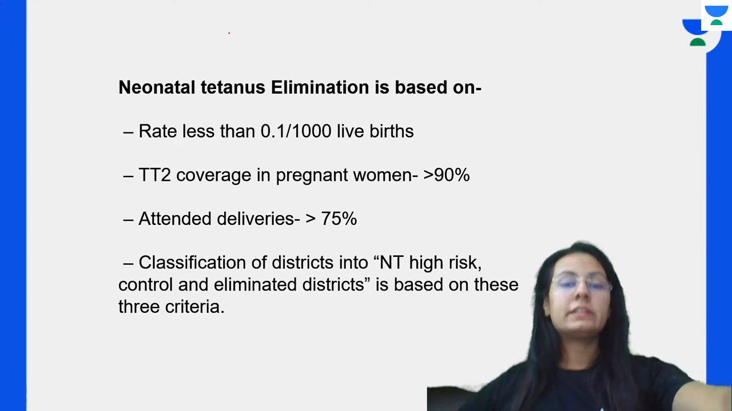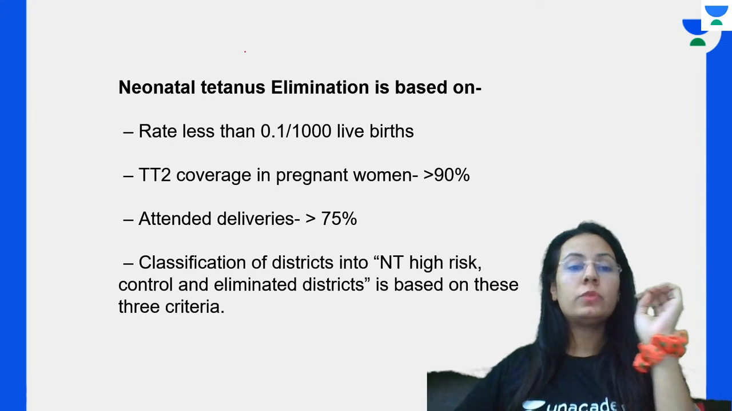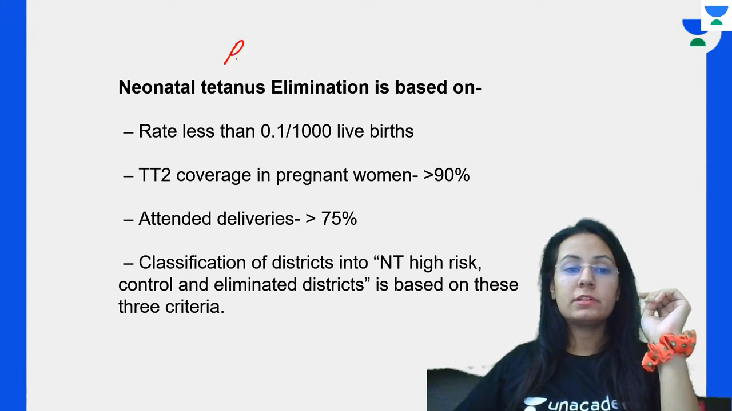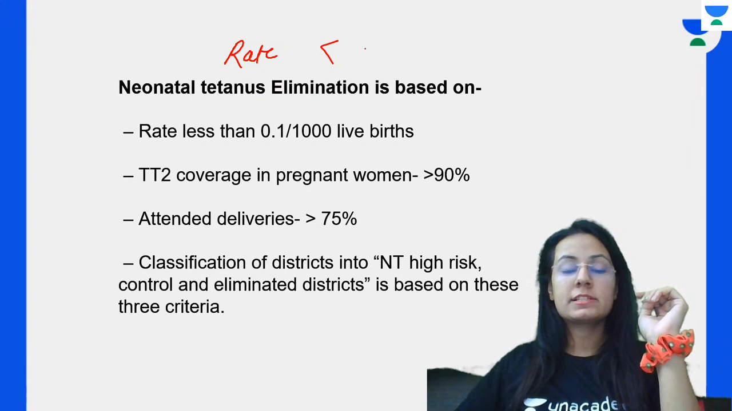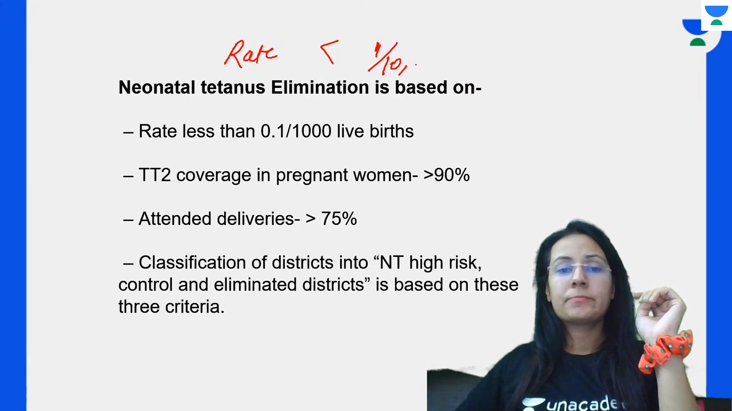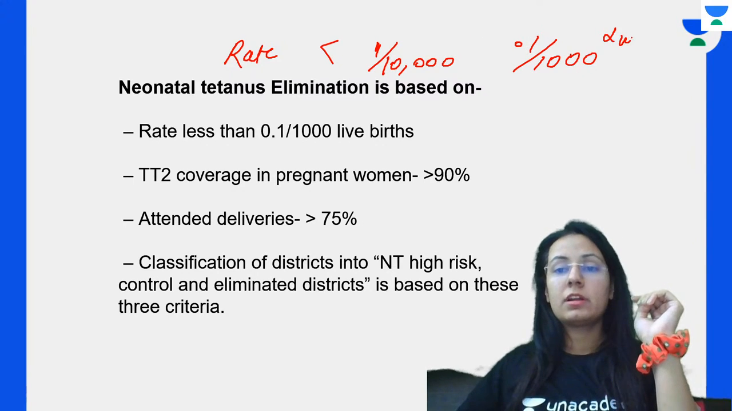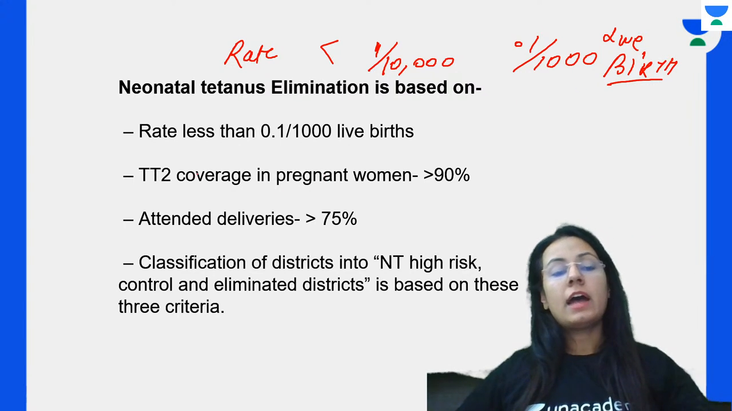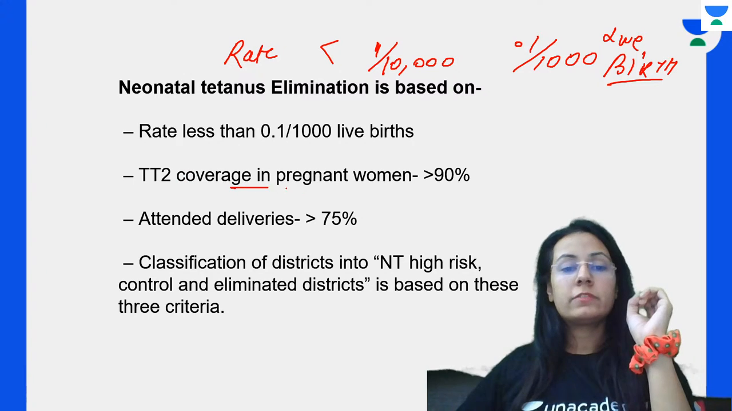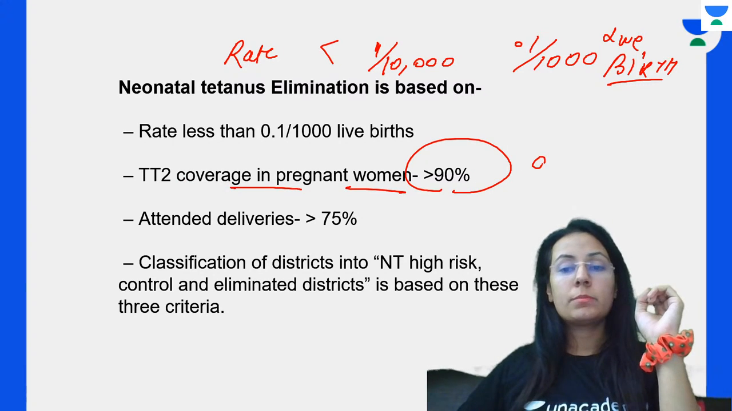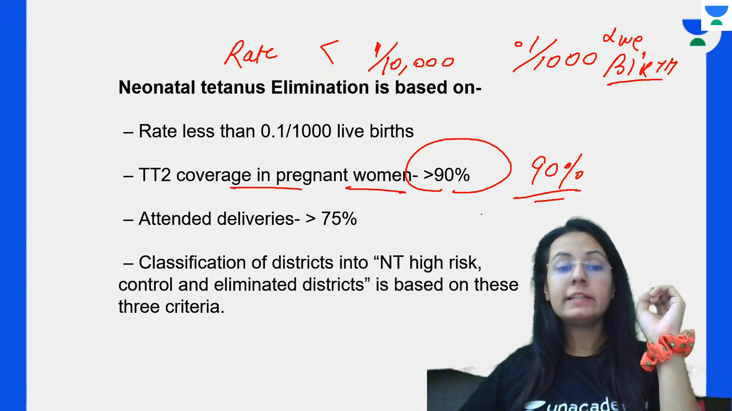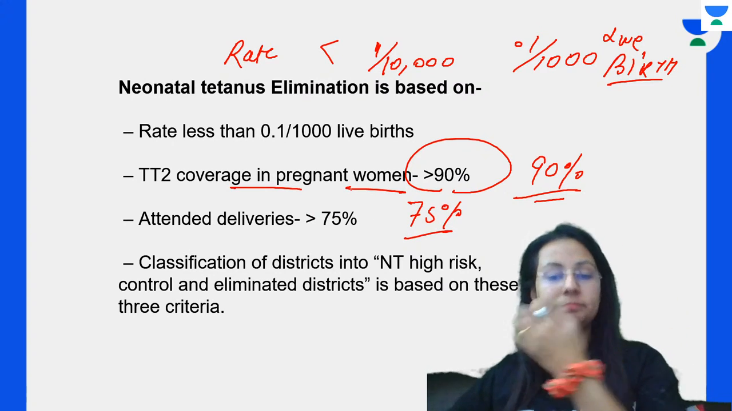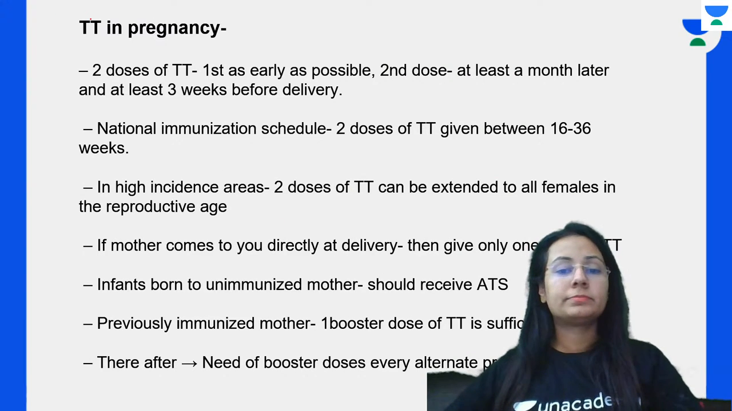Now, neonatal tetanus elimination is based on the rate of neonatal tetanus being less than 1 per 10,000, or 0.1 per 1,000 live births. All right, and tetanus toxoid coverage in pregnant women more than 90%, with attended deliveries more than 75%.